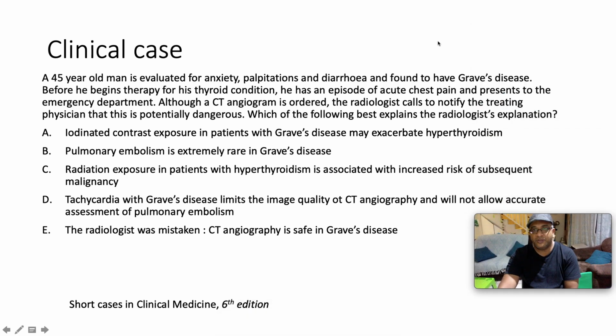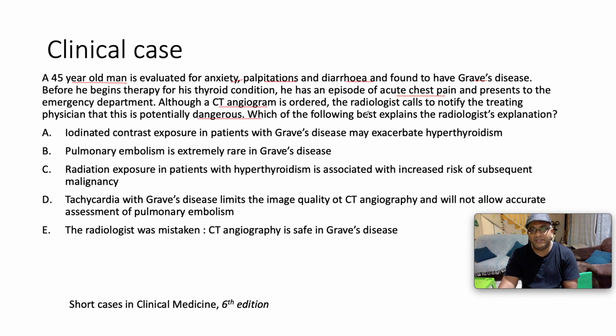So, as always the case, we start off with a lovely clinical case right here. We have a 45-year-old gentleman evaluated for anxiety, palpitations, and diarrhea, and found to have Graves' disease. Quite a grave diagnosis, that. So before he begins therapy for his thyroid condition, he has an episode of acute chest pain and presents to the emergency department. Now, although a CT angiogram is ordered, the radiologist calls to notify the treating physician that this is potentially dangerous. Oh dear!